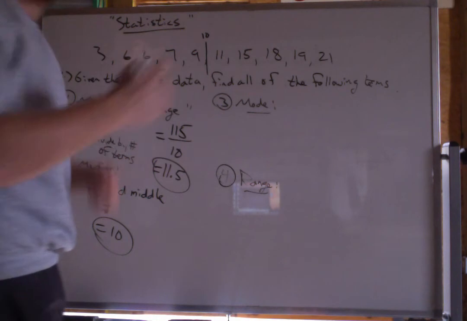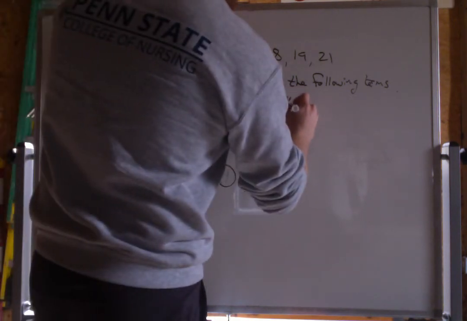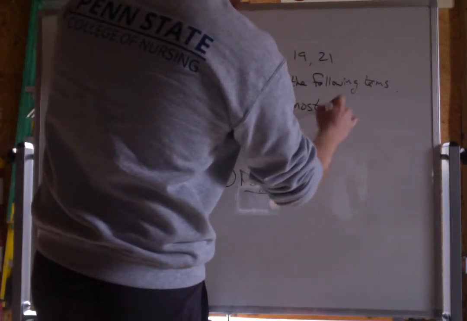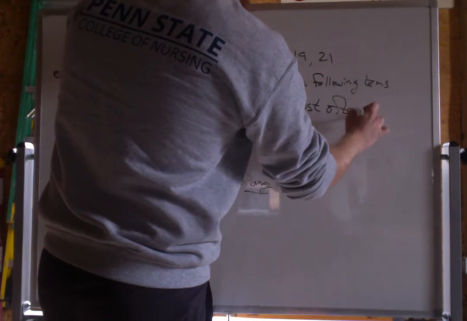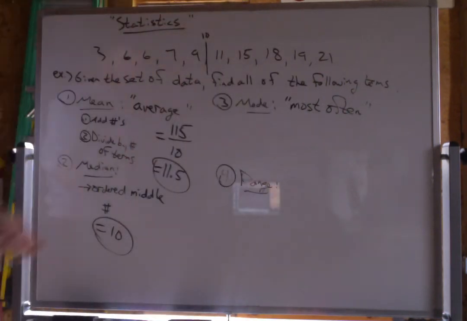Next one, number 3, the mode. This one is the one that occurs the most often, the way that people remember it. There's actually only one number up here that occurs more than once. It's the number 6.